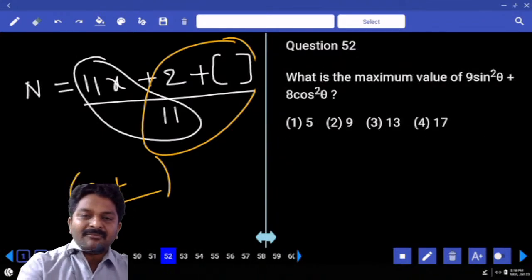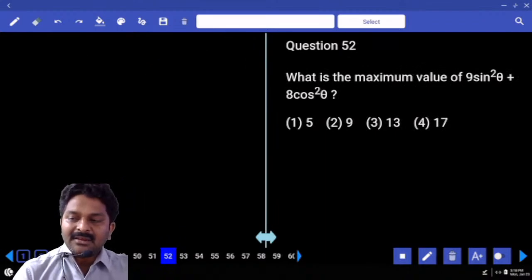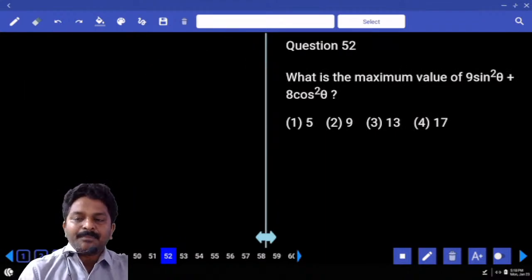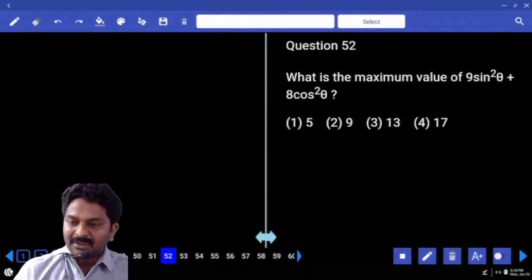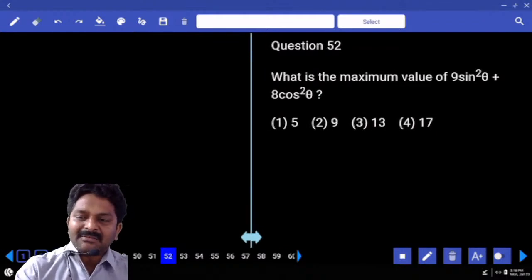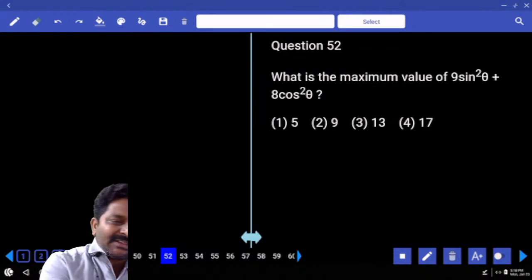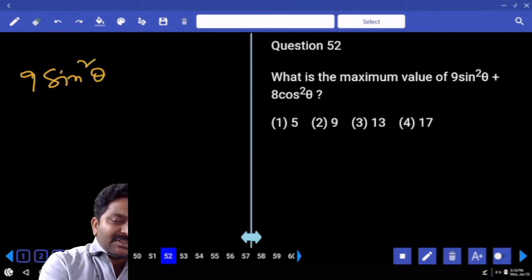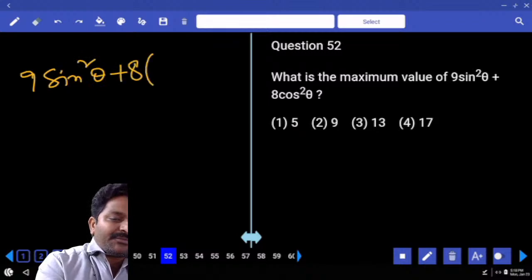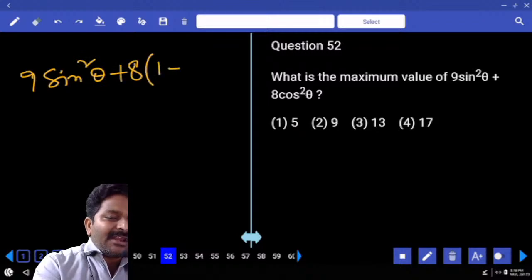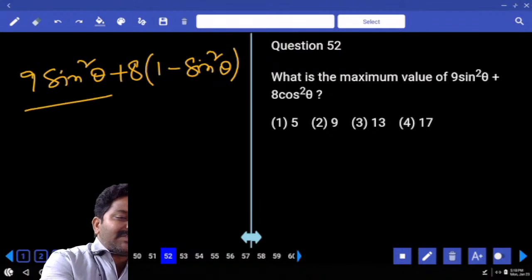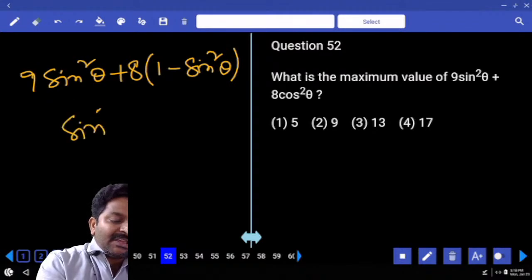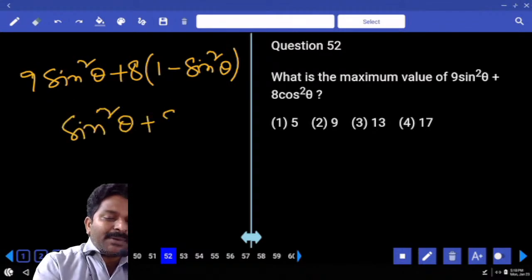What is the maximum value of 9 sin square theta plus 8 cos square theta? Now when we are asked to calculate a maximum or minimum value, let's not change sin square theta. I don't want to change it. And then 8 times cos square theta we have. Can we write it as 8 times (1 minus sin square theta), which gives minus 8 sin square theta plus 9 sin square theta, which is equal to sin square theta plus 8.